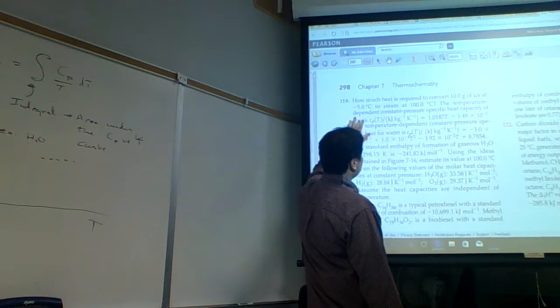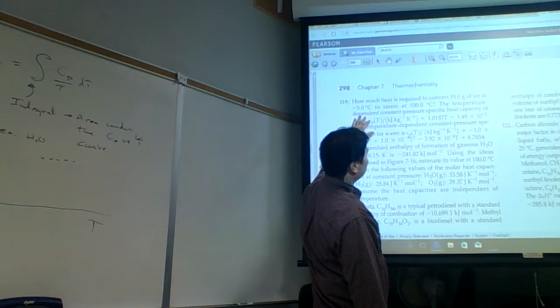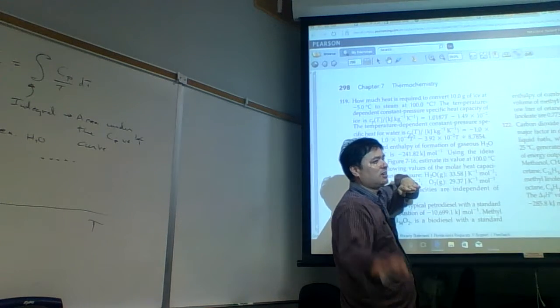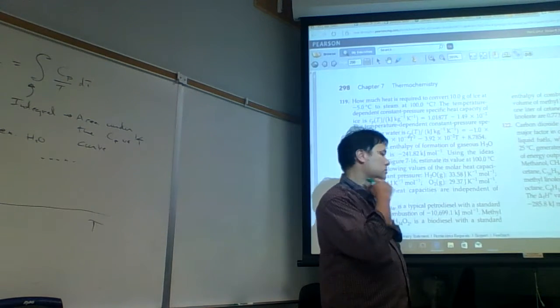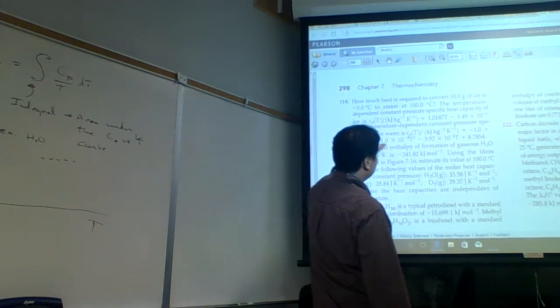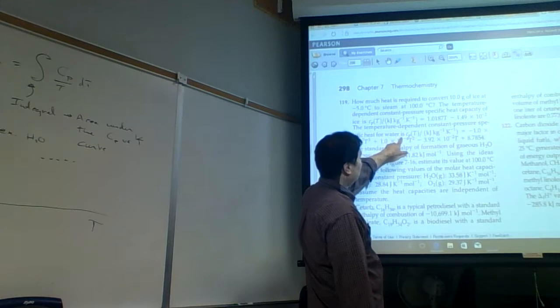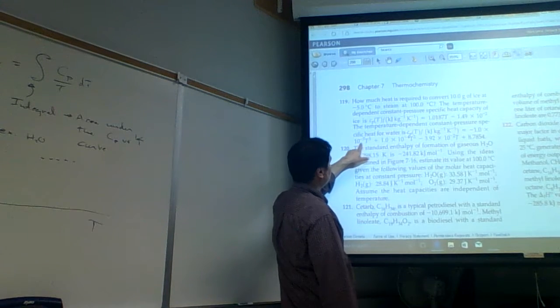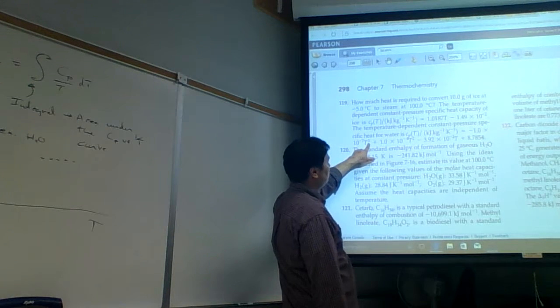And so for the temperature-dependent heat capacity of ice, if you look at it, the slope is close to 1, so it's pretty much a flat line. It's pretty constant, right? It doesn't change much. But when you look at the temperature-dependent constant pressure specific heat of water, take a look at this. This is negative 1.0 times 10 to the minus 7 T cubed.